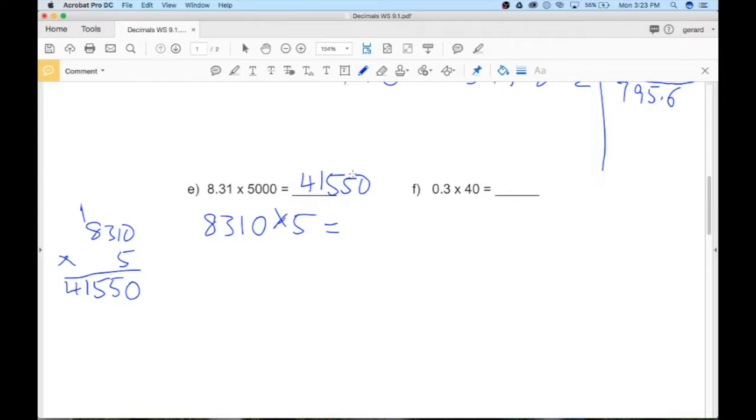Okay, anyone got this? Yes, very good. Okay, let's do F now. Same thing: move the dot over, you get 3. Times, 0 is gone already, easy.